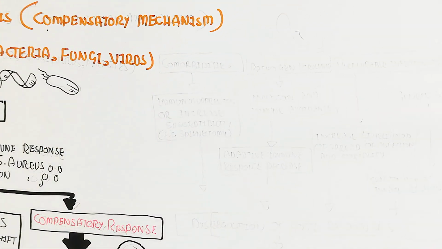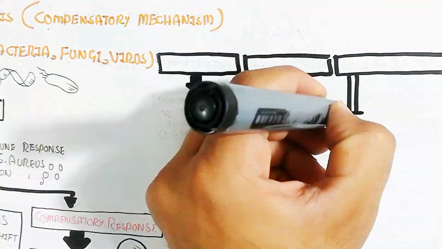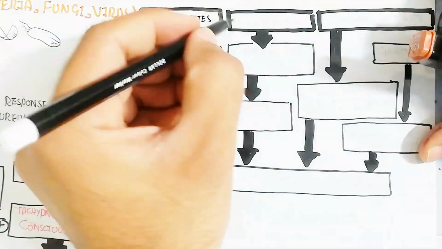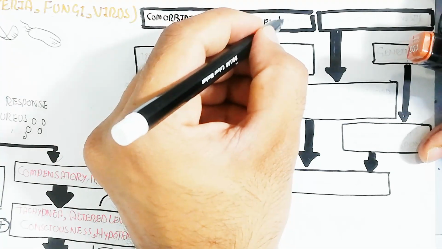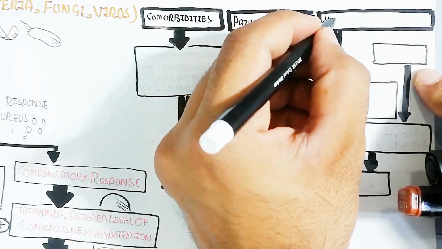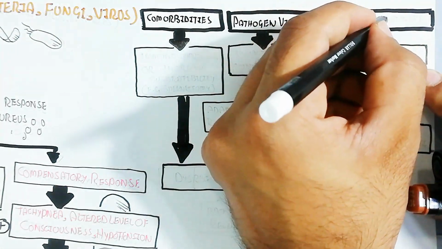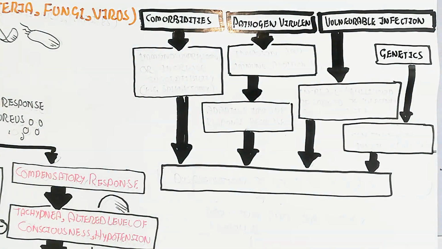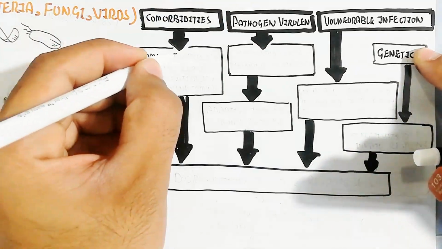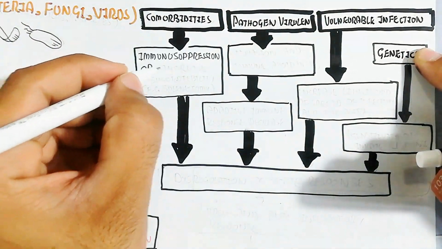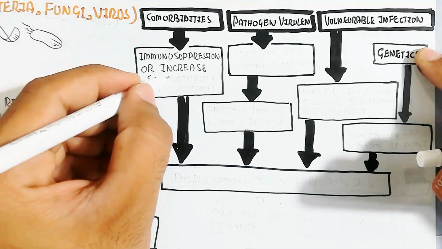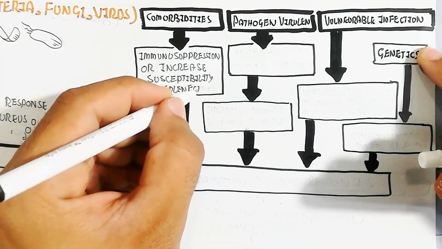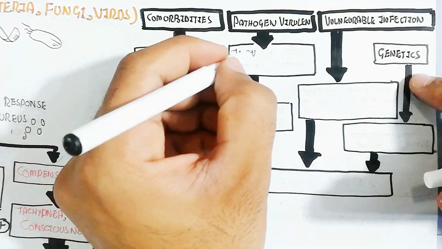So the factors are comorbidities, which are multiple diseases or infections, pathogen virulence, the vulnerable infection site, as well as genetics. Comorbidities means that more than one infection will lead to immunosuppression or increased susceptibility. An example is splenectomy.